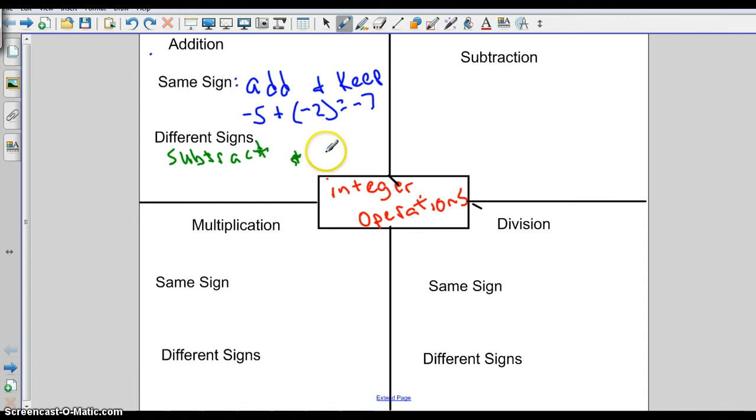Just to simplify things, we're going to say subtract and take the sign of the largest number. And really, once again, what we mean is the largest absolute value. So that would be addition with different signs. For example, 5 plus -8. You'd subtract. 8 minus 5 is 3, and you take the sign of the 8 because it's a larger number.